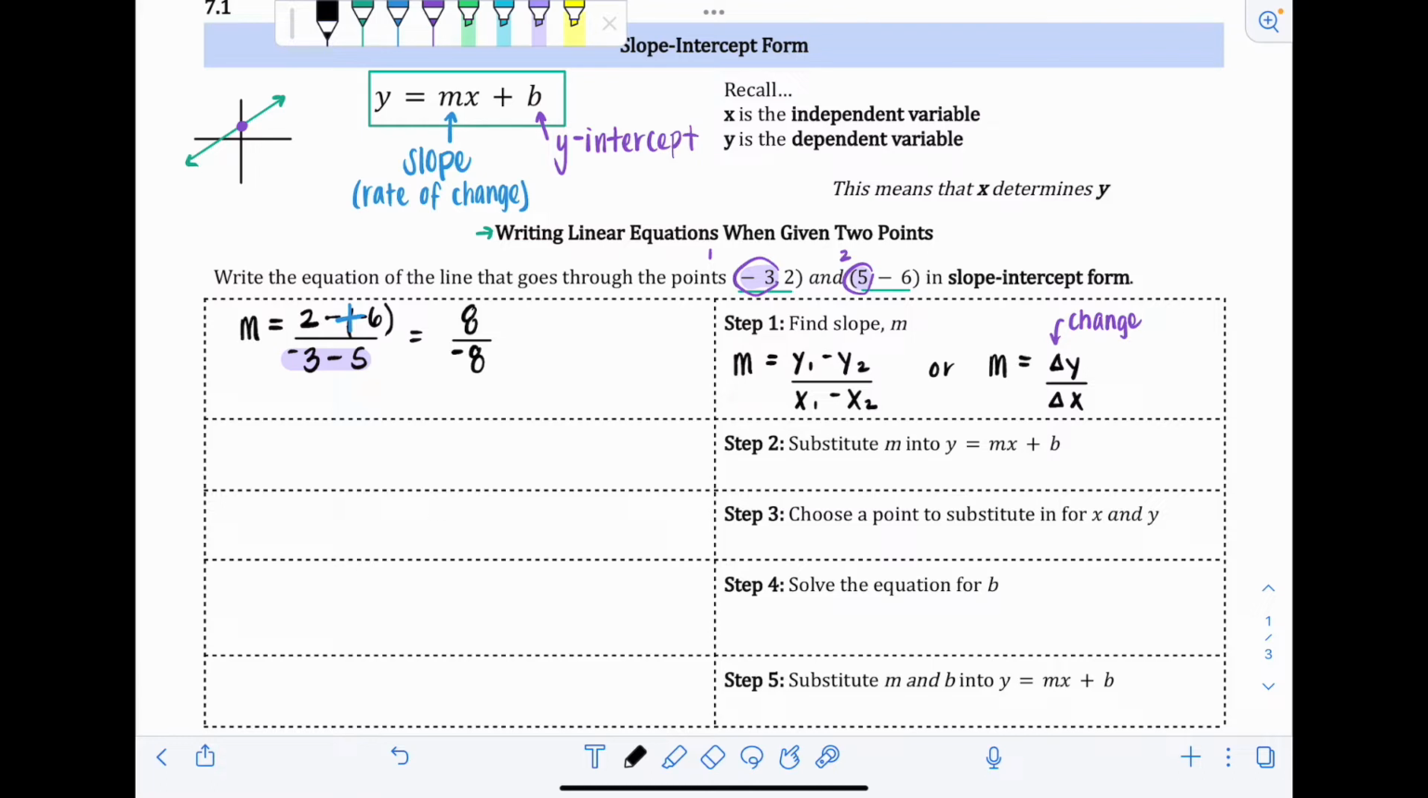And then 8 divided by negative 8 is negative 1. So that's my slope. If it has 3 terms, we want to use the x method. The other way that you can do it is, and I'll try to go through this way a little bit faster.